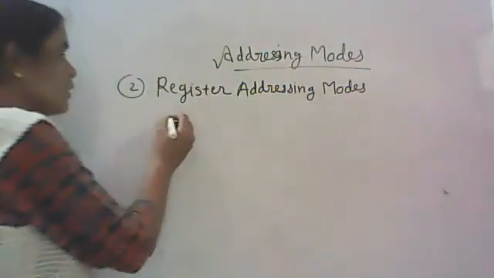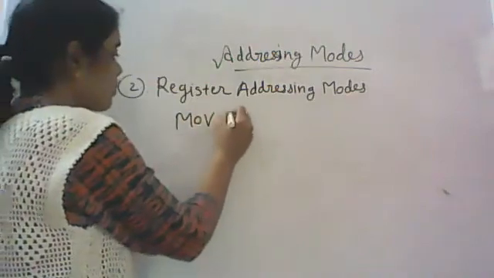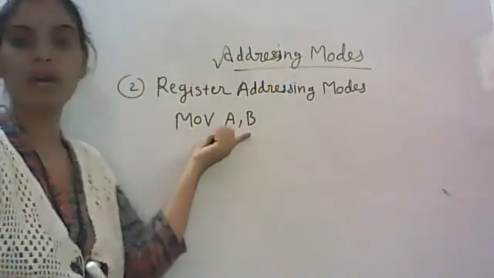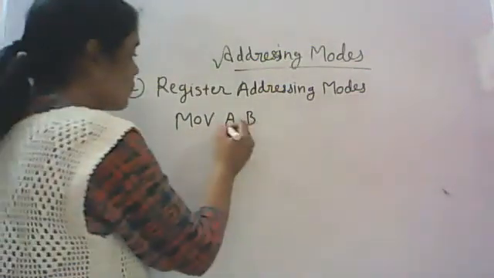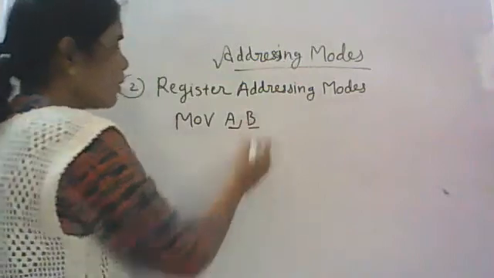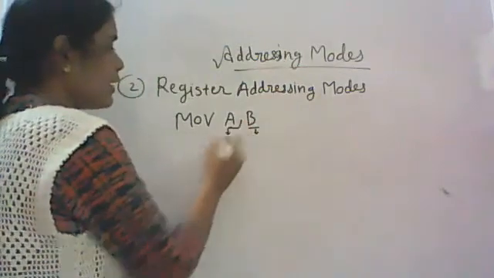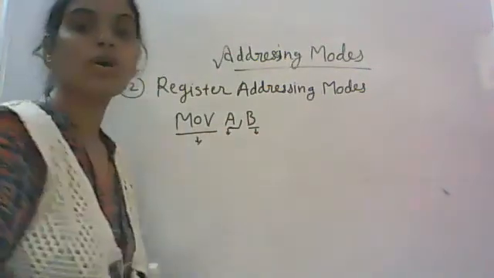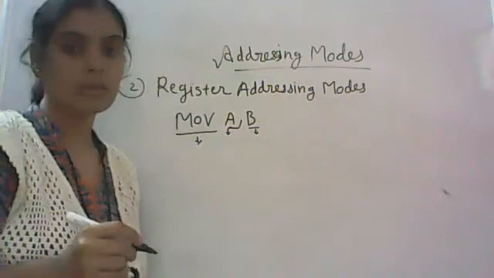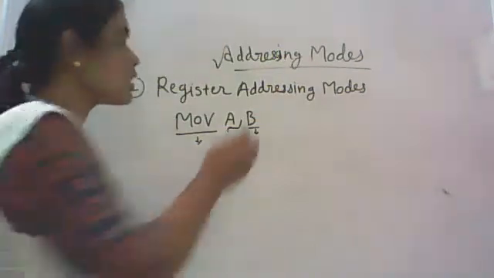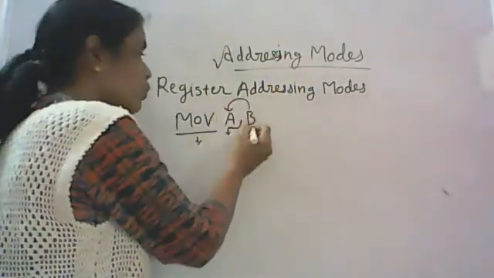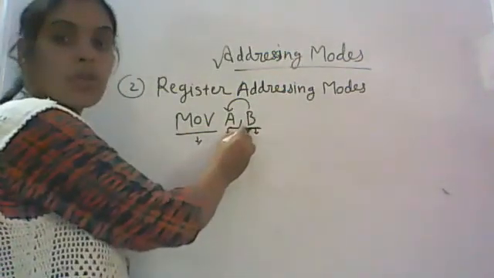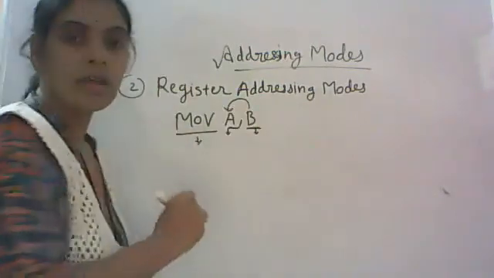For example, see MOV. This is the example MOV A, B. In this instruction, B is the source, A is the destination, move is the operation. Okay. So move the content of register B to the register A. Move the content of register B to the register A. Okay.